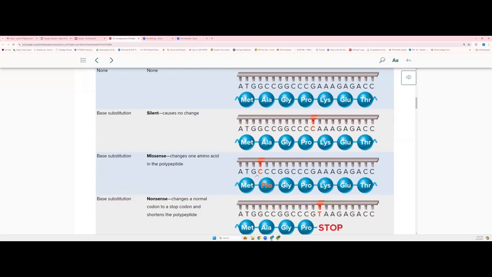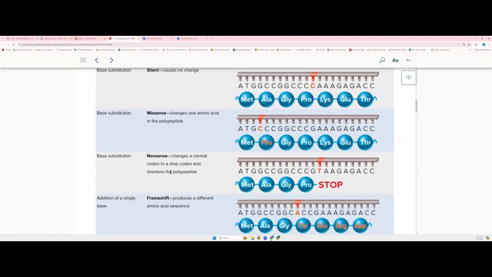But look at another example. If we change G into C here, instead of the amino acid alanine, we generate proline. Before it's GCC, we generate alanine. Here it's CCC, we generate proline instead of alanine. So we call this type of mutation missense. What does that mean? It means one amino acid in the polypeptide chain is changed. Then there's another type of change. What's that?